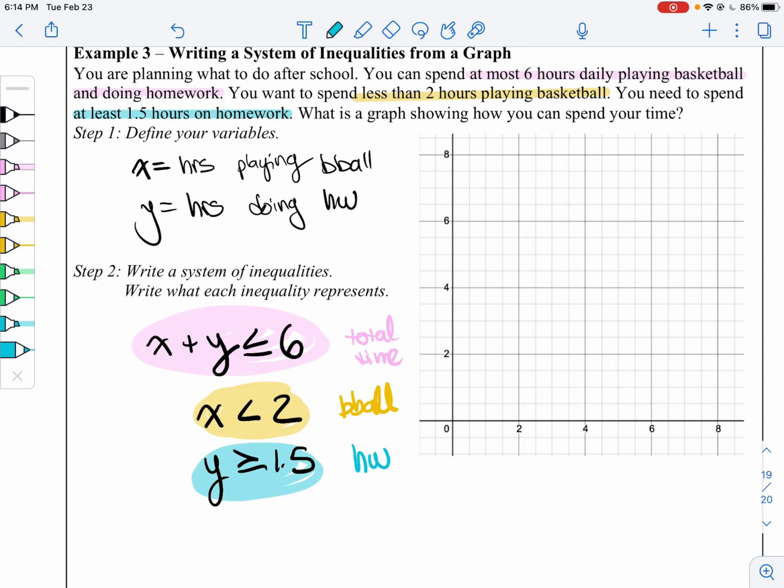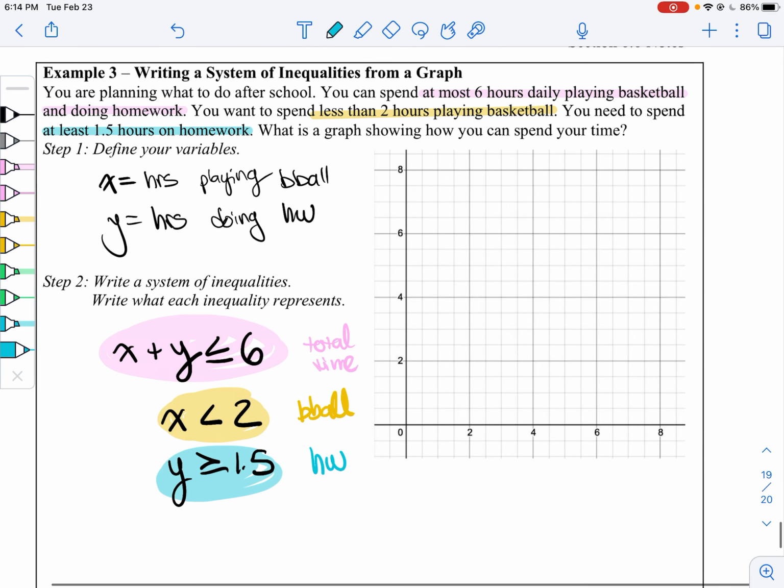Okay. Now let's graph them all, starting with our total time. I look at this and I see, okay, that's or equal to, that's going to be a solid line. And that's in standard form with our intercepts at 6 and 6. So here we go.